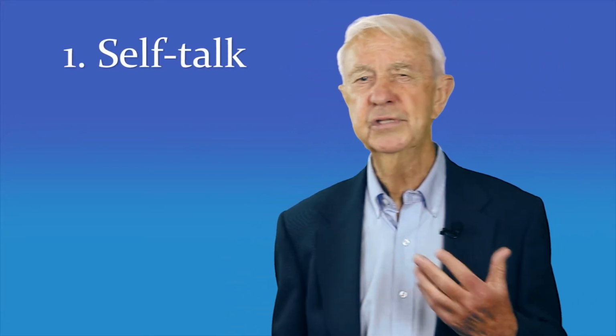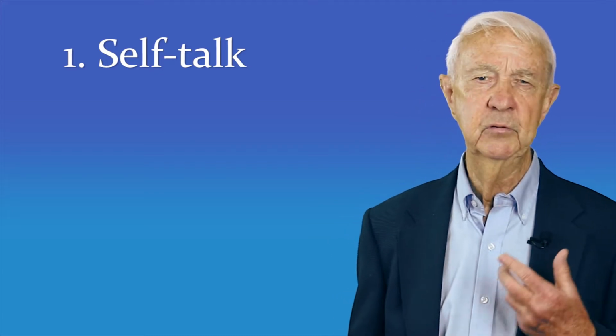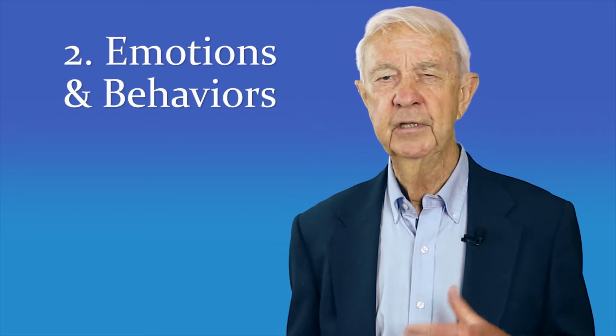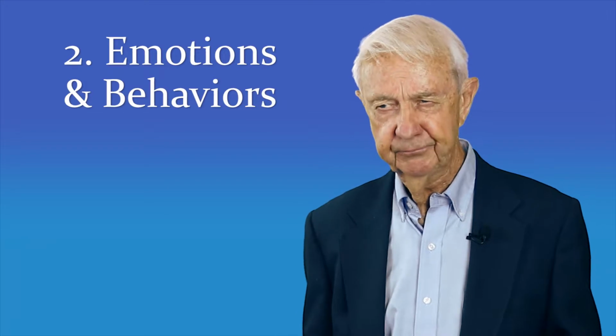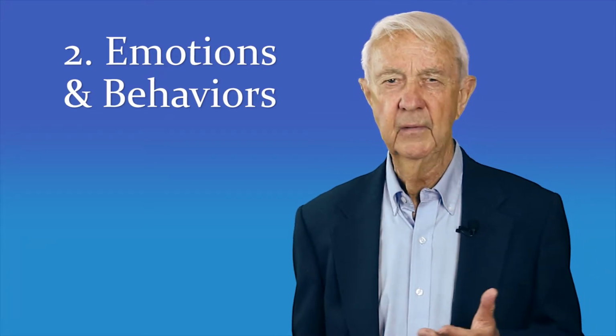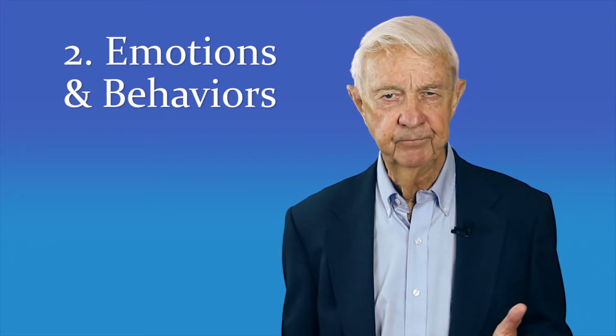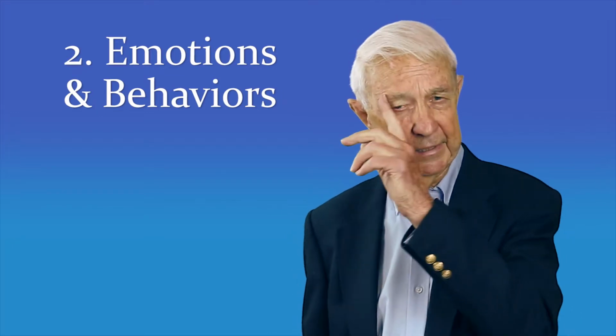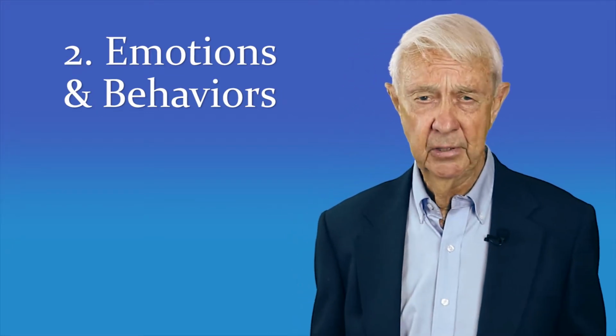The first thing that we want to pay attention to is the kind of self-talk that the father is doing. What is he saying to himself about himself? What is he saying to himself about his daughter? That's the first point. The second point is, what are the emotions he's experiencing? What are the behaviors he's experiencing? What kinds of thinking is he engaging in when he is thinking about his daughter or actually talking to his daughter?